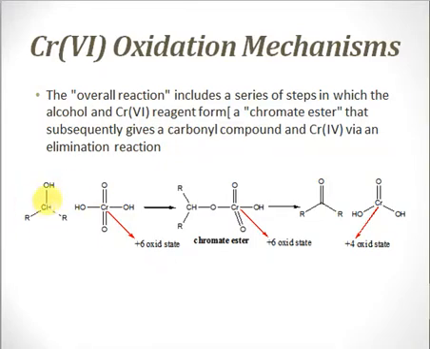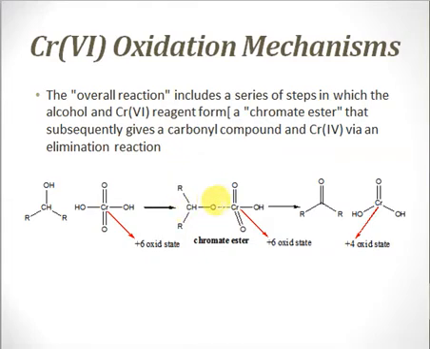This chromium will react with this alcohol. The alcohol will attack this chromium here, resulting in the formation of a chromate ester. Again you can see that the oxidation state of this chromate is positive 6. Next, this chromate will result in elimination of this group in the form of a ketone.